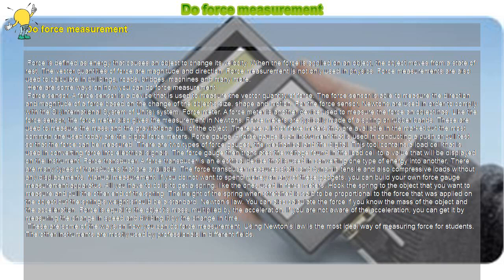Force gauge. A force gauge is an instrument that is used in conducting a push or pull test so that the force can be measured. There are two types of force gauges, the mechanical and the digital. This tool contains a load cell that is used in converting force into electrical signals. The force gauge then translates the voltage found in the load cell to a value that will be displayed on the instrument.